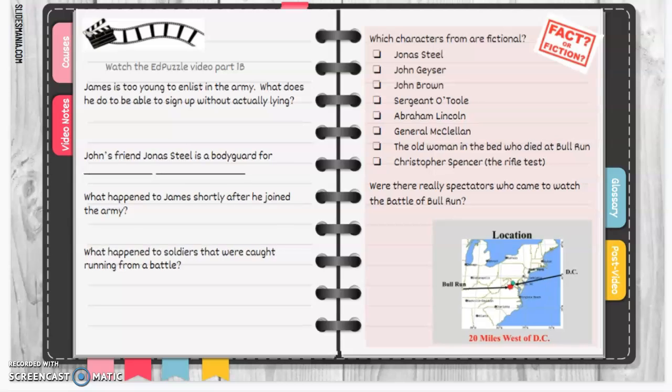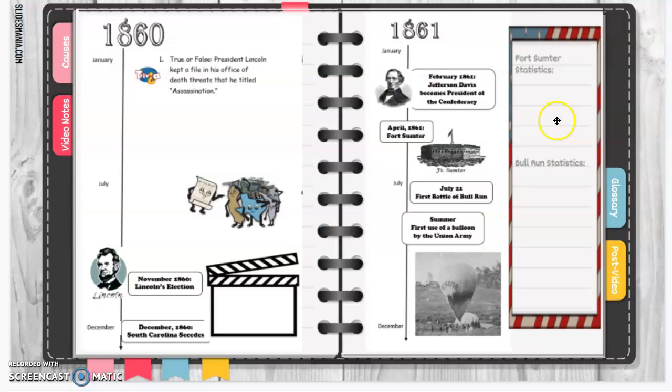And then some other cool things in here. Looking at fact or fiction, so which characters are real people and which ones are fictional. So we have that throughout, and then we add in some statistics about each battle too. And the timeline's just a way to keep them on track in the order that the events took place, so they know when they're watching the movie, this happened, then this happened, and this happened. And then when we add information into our movie boxes, it makes more sense to them because they can make that connection.